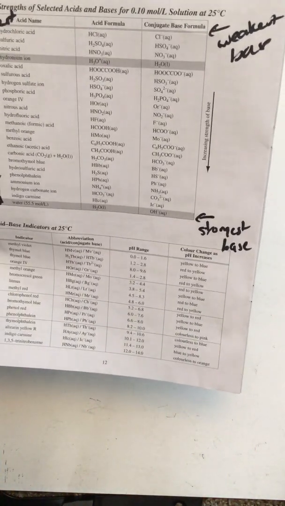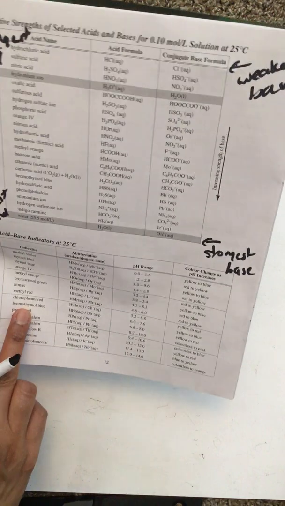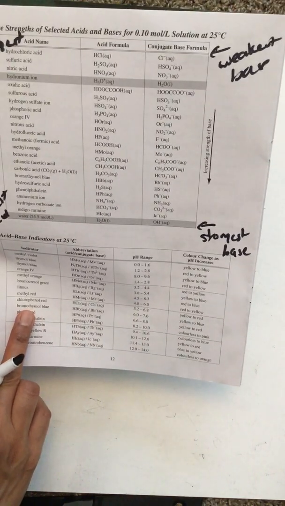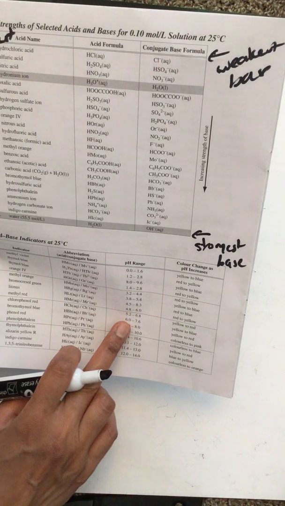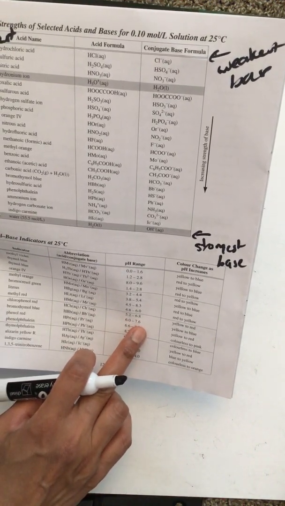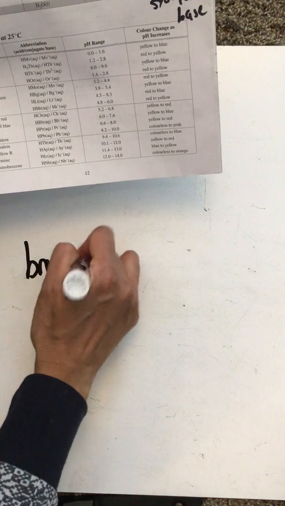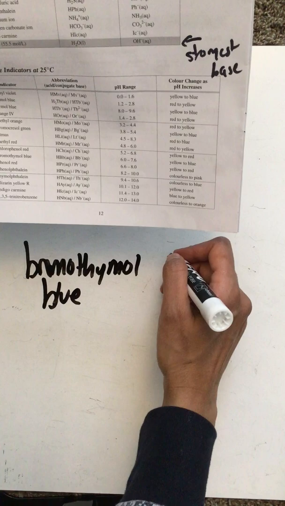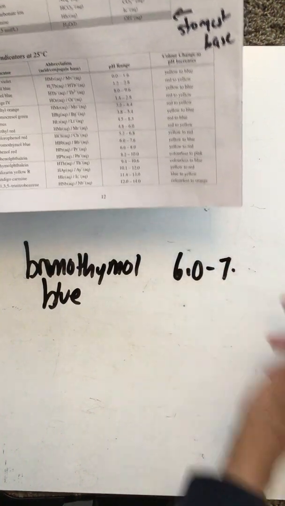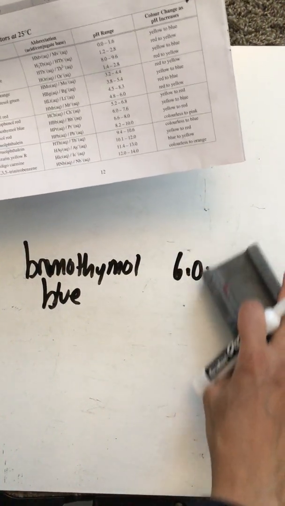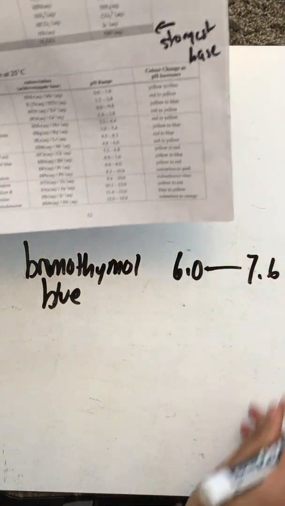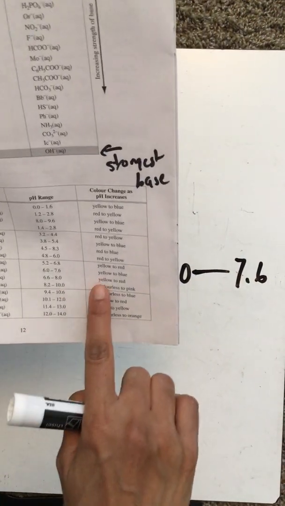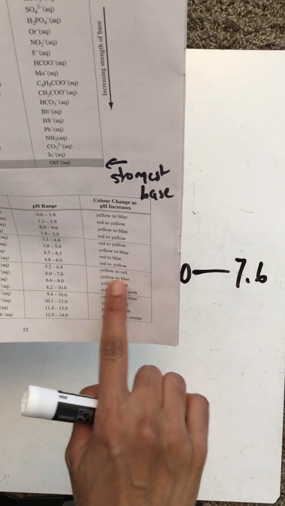Okay, so again, I'm going to look at my indicator table here on page 12, and I'm just going to choose bromothymol blue. See that? Bromothymol blue. And it tells you that it has a pH range between 6.0 and 7.6. Okay, so we have bromothymol blue, and it has a pH range between 6.0 and 7.6. And then it actually tells you what color it changes. So it says it goes from yellow to blue.